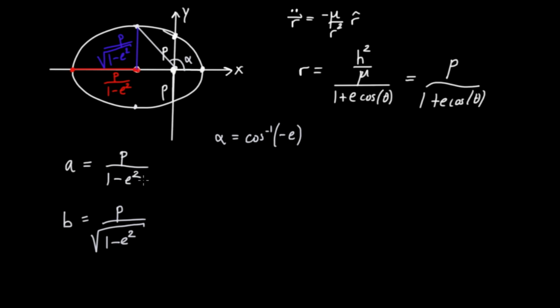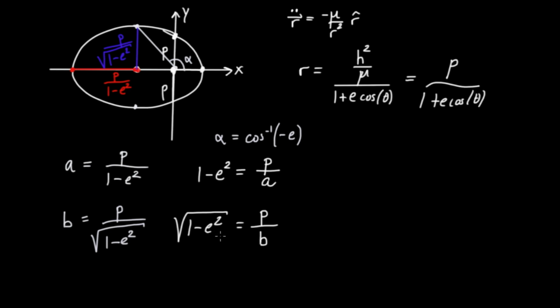Now what I'm going to do next is rearrange the furniture in these two equations. What I'm going to do up here is solve for 1 minus e squared. So 1 minus e squared, that's going to be equal to p over a. Down here I'm going to solve for the square root of 1 minus e squared. So the square root of 1 minus e squared, that's going to be equal to p over b. Just doing a little algebra over here.